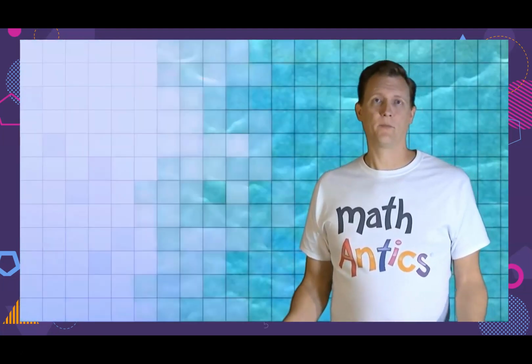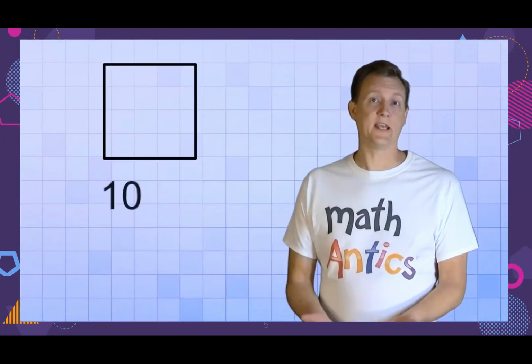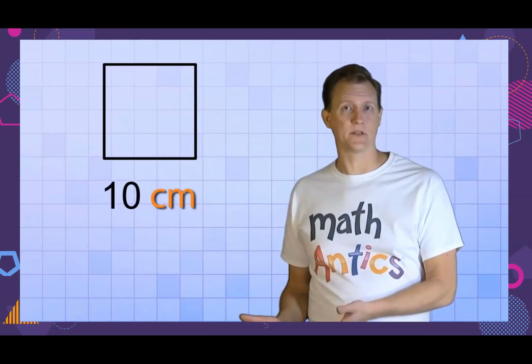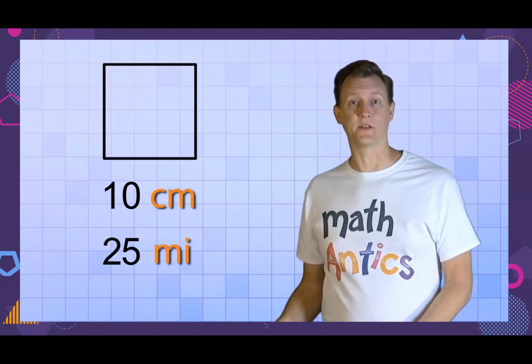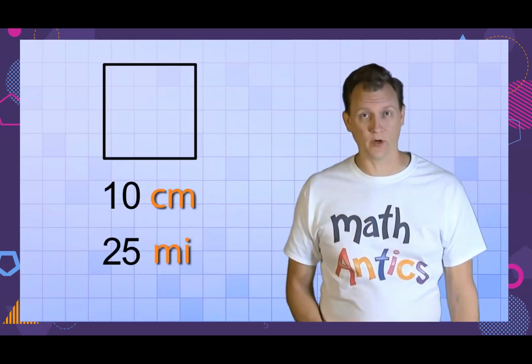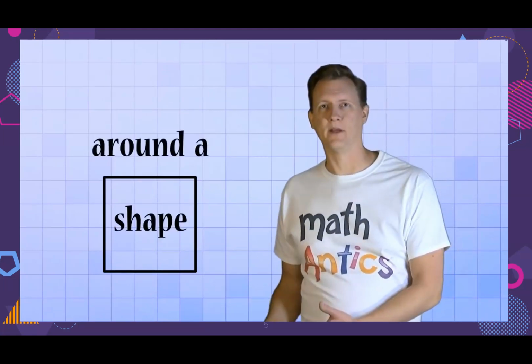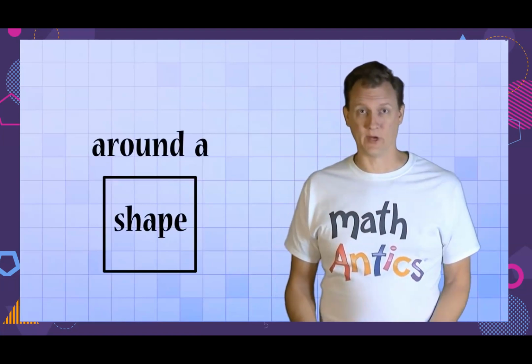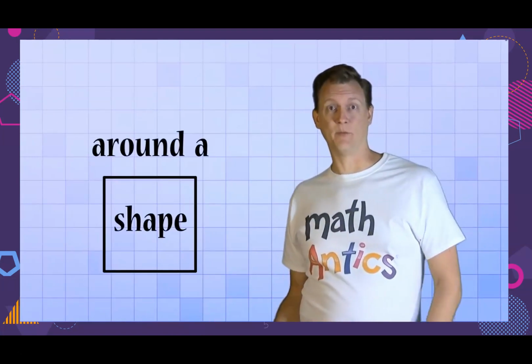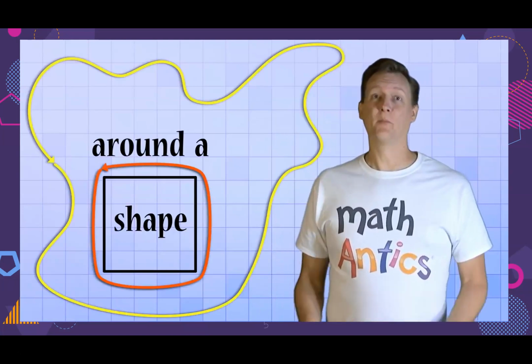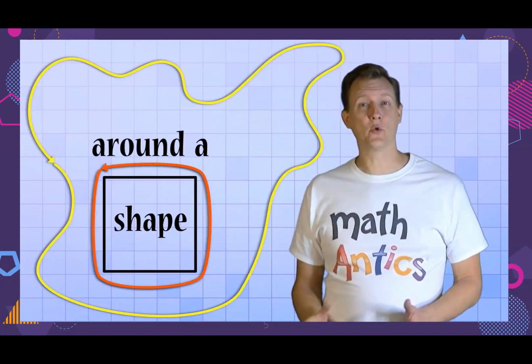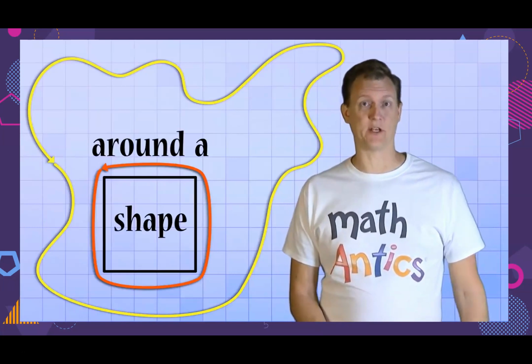For example, the perimeter of a shape wouldn't be just 10, but it could be 10 centimeters. Or instead of being just 25, it could be 25 miles. The units are really important when you're talking about perimeter. Okay, but what exactly do we mean by around a shape? It seems like there would be a lot of different ways to go around a shape. Some of them would be short, and some of them would be very long. Well, perimeter means the absolute shortest distance possible around a shape.